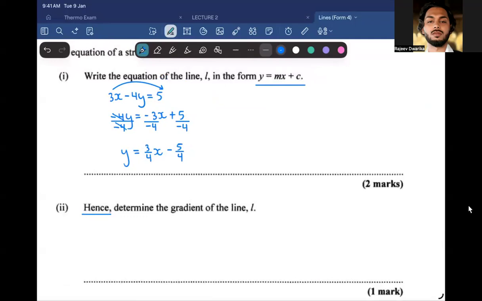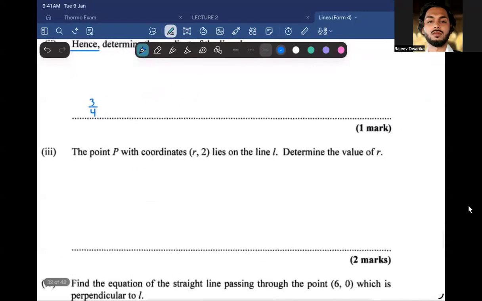So, Ria, based on what we did in the first part, what is the gradient? 3/4. Okay, read part 3 for me. The point P with coordinates R, 2 lies on the line L1. Determine the value of R.